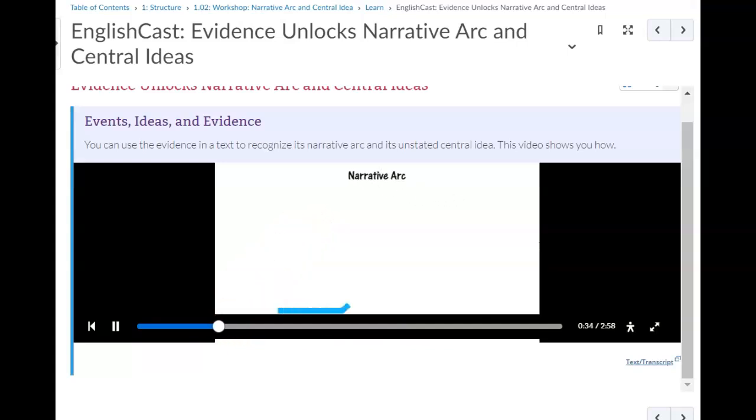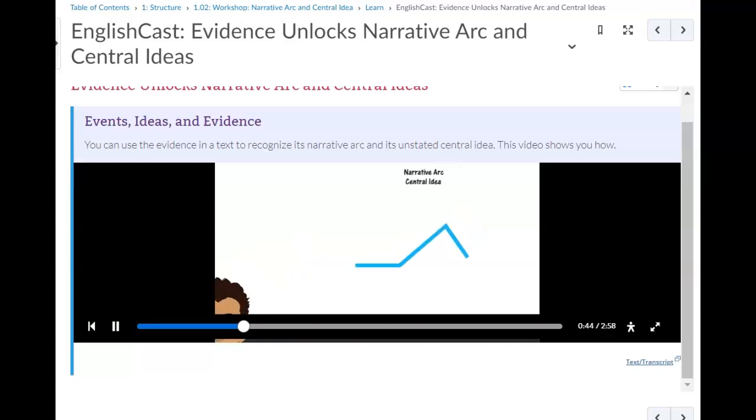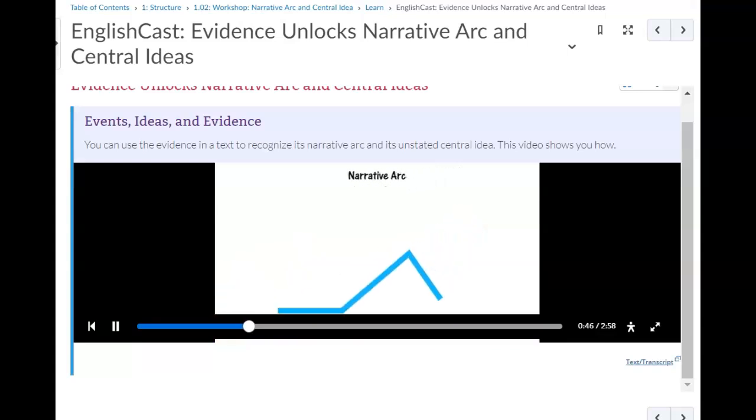Looking closely at the narrative arc can help you understand the central idea of a narrative and infer what the whole point of the story is. Let's take a look at narrative arc. Each movie genre that tells a story will include elements found in the narrative arc. That's true of fiction and of narrative nonfiction.